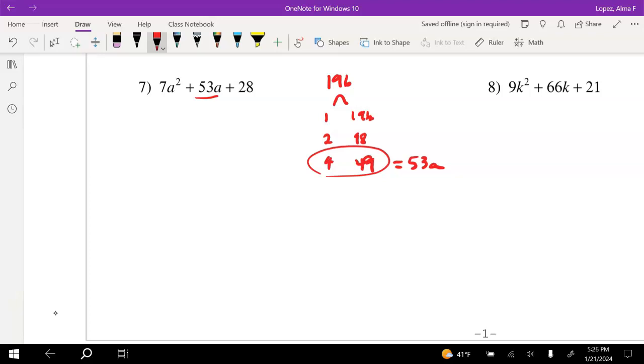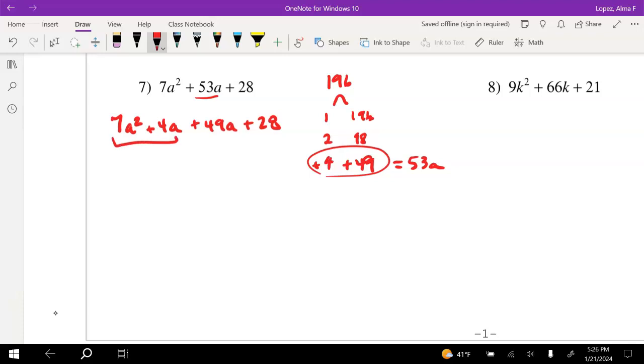So since I found the factors that I'm going to need, I'm going to go ahead and bring down the 7a squared. And instead of 53a, I'm going to write them down with a 4 and a 49 because they both have to be positive to add up to a positive 53. So positive 4a plus 49a, and then bring down the positive 28.